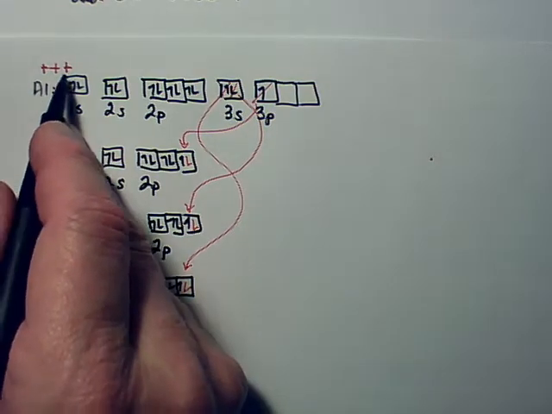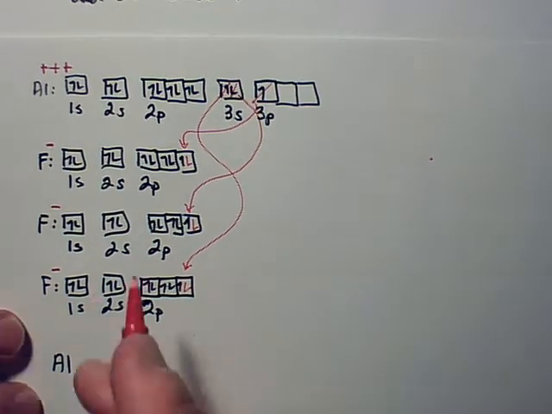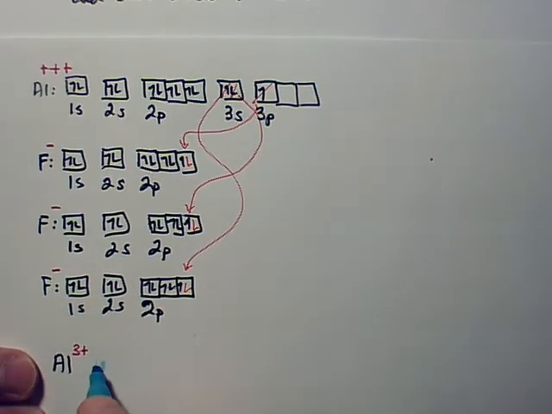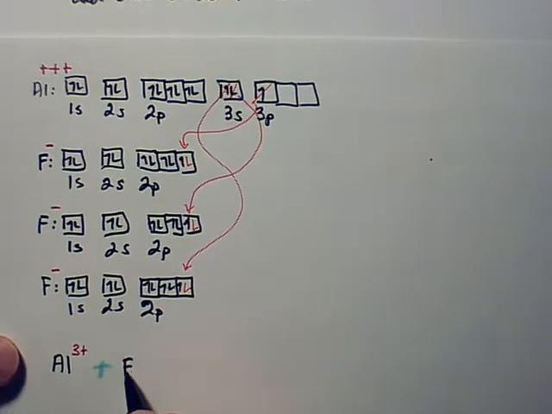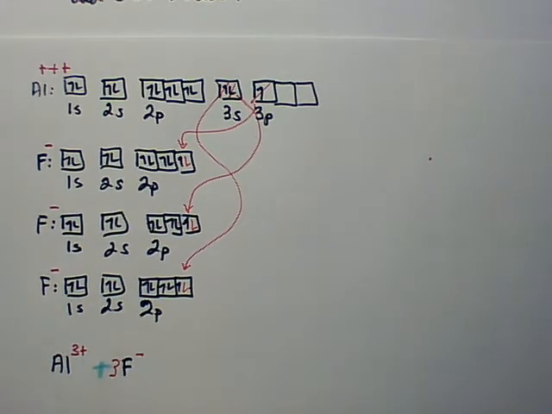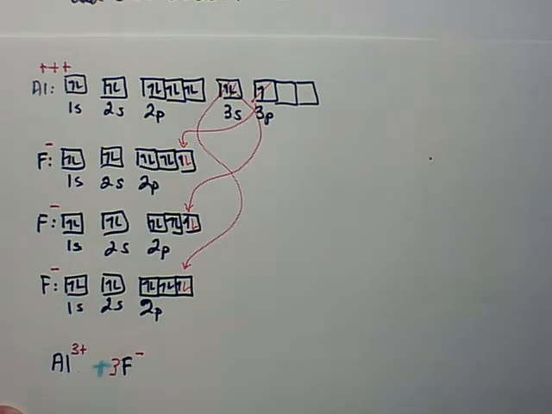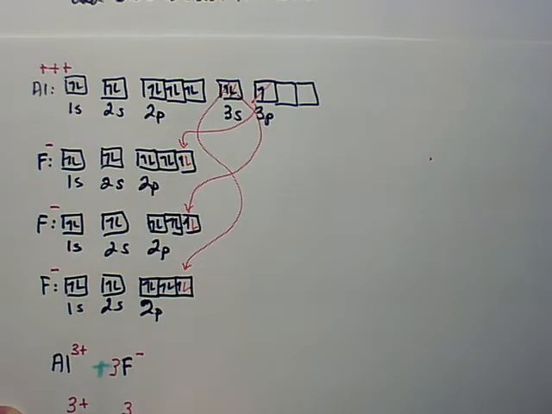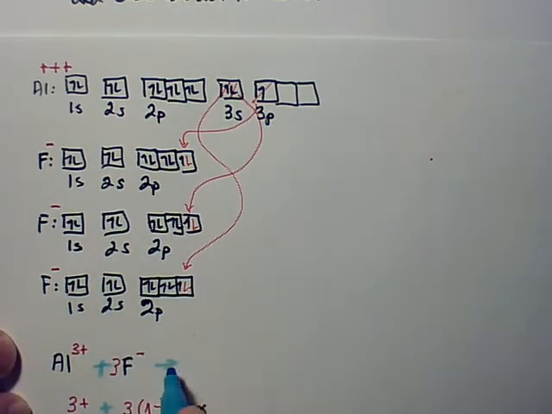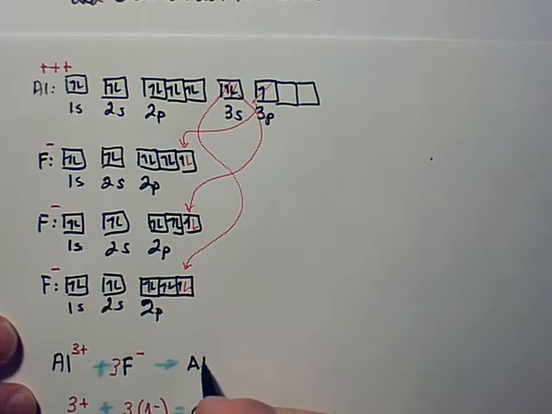So if I have an aluminum with a 3 plus charge, and I add that together with fluorine with a 1 negative charge, but I actually have 3 fluorines. Okay? The 3 plus charge here and 3 1-negative charge particles here, if I add those together, the result is a 0 charge. And that's what I want my final compound to have, a 0 charge. Okay? So the final compound will be 1 aluminum and 3 fluorines.